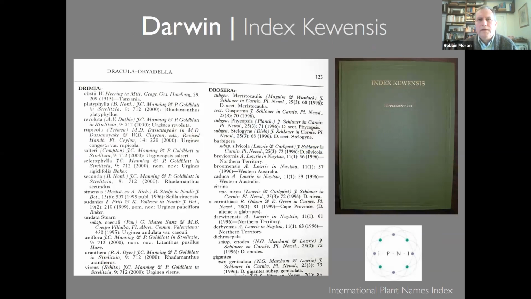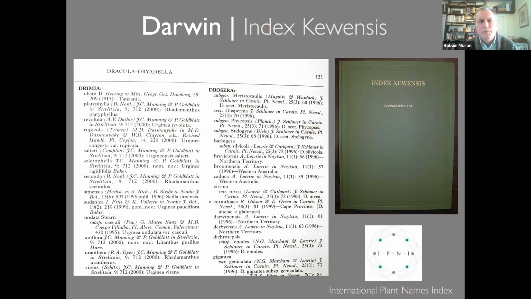When Darwin died, he left in his will a sum of 200 pounds to initiate the indexing effort for Index Kewensis, which was a list of all the botanical names that had been published since 1753, which is the starting point of botanical nomenclature. That's when Linnaeus published Species Plantarum.